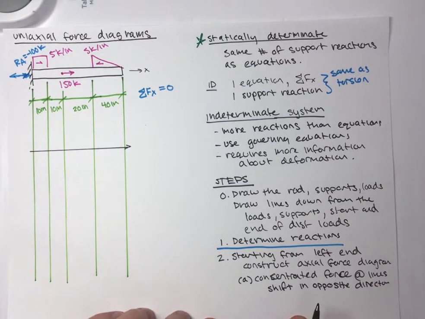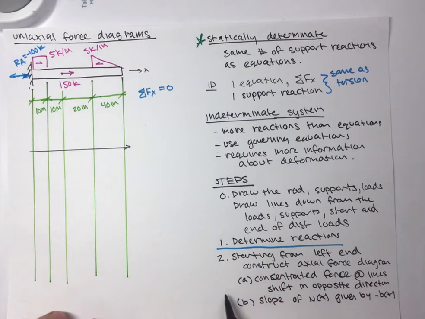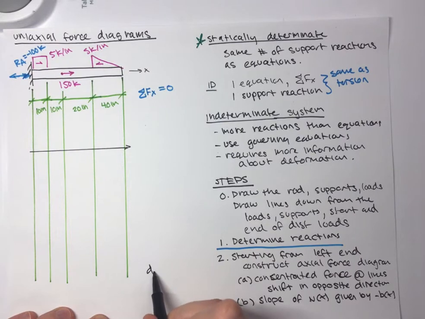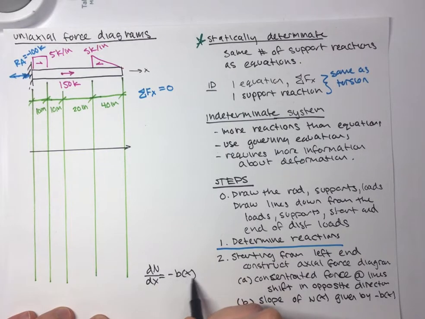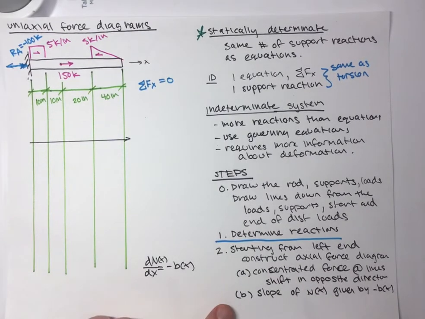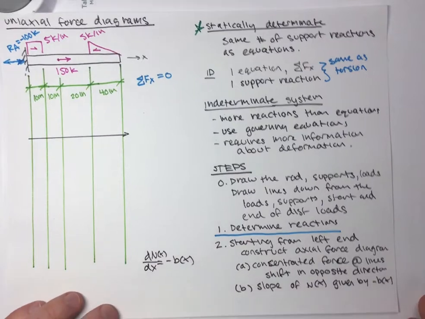All right. And between the lines now, the slope of the N of x is given by the opposite of b of x. And remember, mathematically, we had our governing equation, and it said that dN/dx is equal to negative b of x. So that's just a result of that equation.